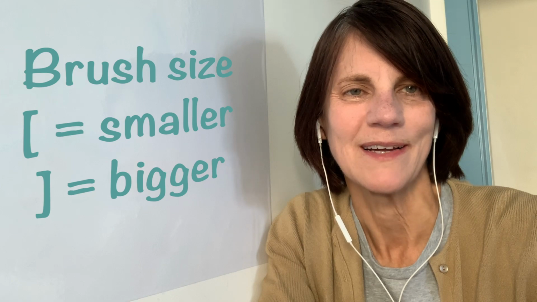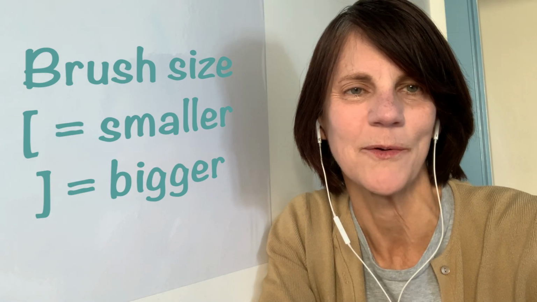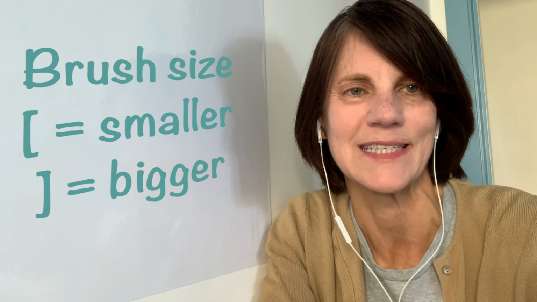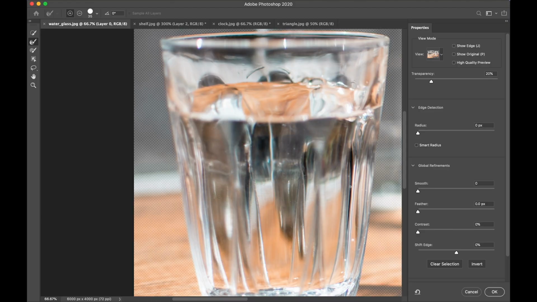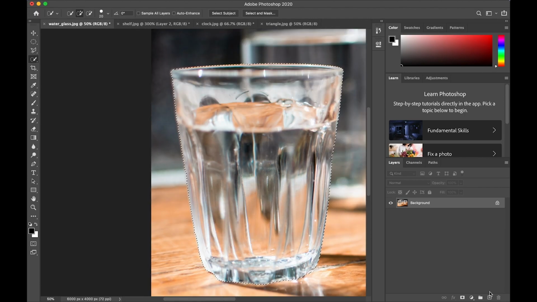Here's a keyboard shortcut for changing brush size. Tapping the left bracket makes the brush smaller, while tapping the right bracket makes it bigger. You can tap the keys as much as you want to increase and decrease the size quickly. And when I've cleaned that up, I'll go press OK. And now I have my selection a little more refined.